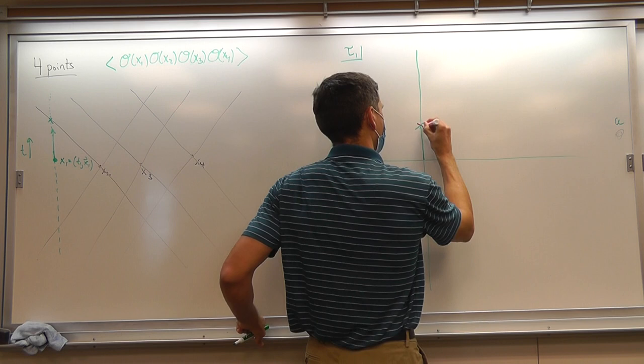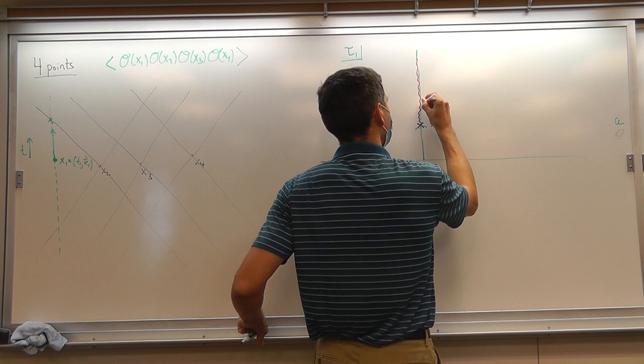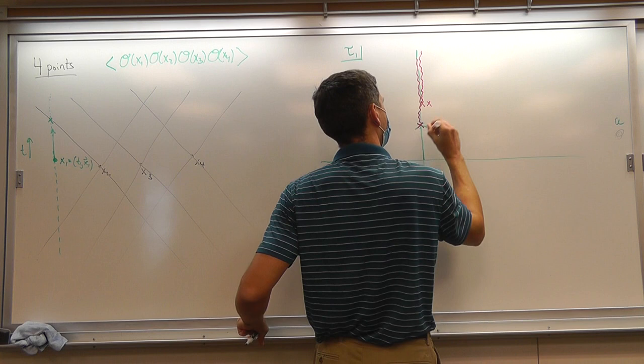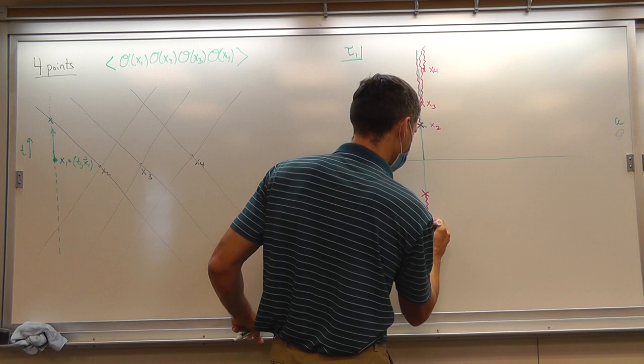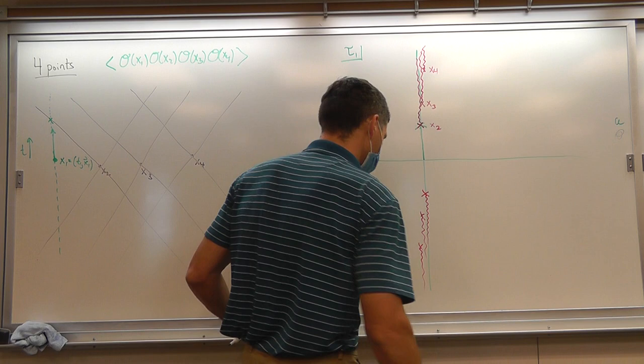So there's a branch cut for each of these points. There's one corresponding to the light cone of x2, one for x3, and one for x4. And similarly, if we go back, then we get branch cuts from hitting the backwards light cones.